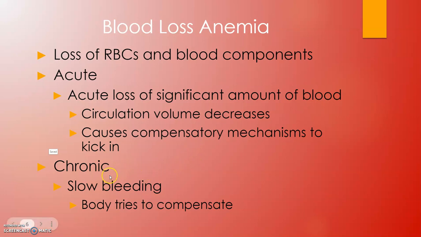The chronic bleeding is a slow bleeding that can occur, and the body's going to try to compensate for it over time. This will lead to an iron deficiency anemia because you're eventually going to be using up all your iron stores to try to pump out as many red blood cells as you can to fill that void that chronic bleed has taken away from you. It takes about 3 to 4 weeks to replenish your red blood cell supply.